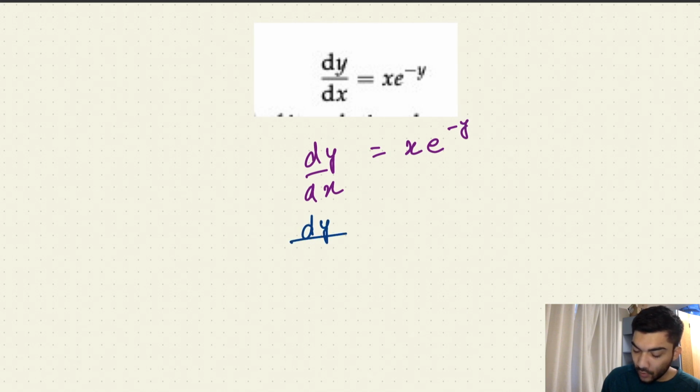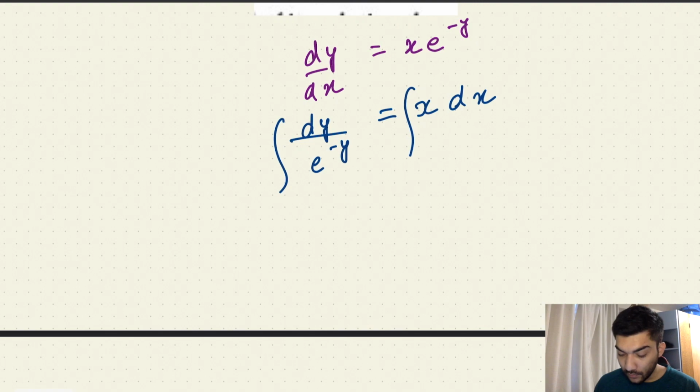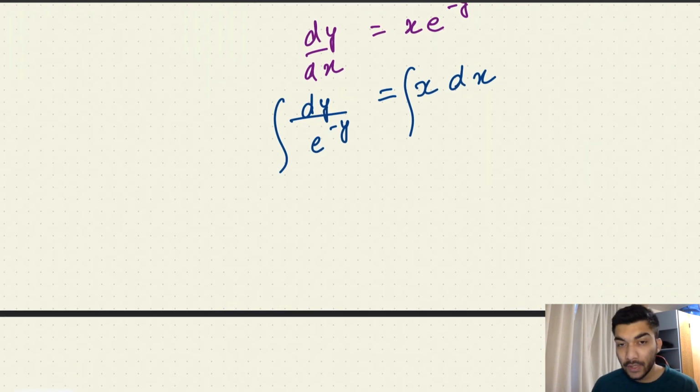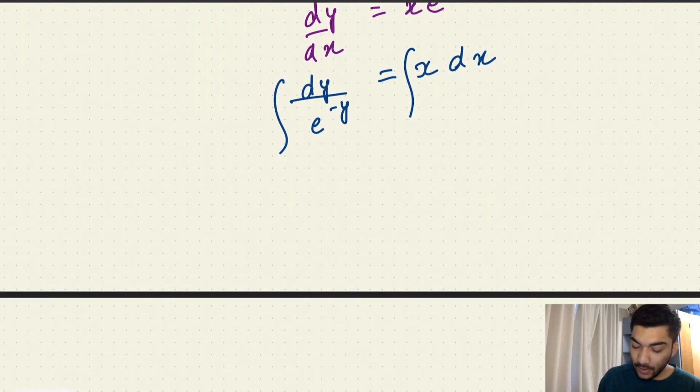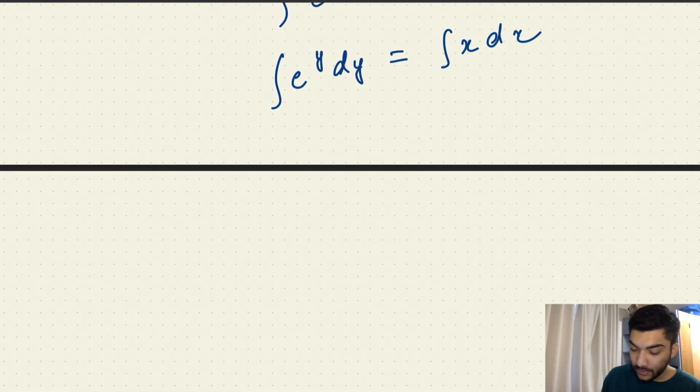So dy will have all the variables in terms of y, which is e to the power y, and we can shift this dx to the other side, so it would be x times dx in this case, right? And now we can integrate both sides, and once we integrate both sides, we'll get the solution to this differential equation, which is a separable differential equation. So the left hand side is basically calculating the integral of e to the power y dy, and the right hand side is the integral of x dx, and you already know the integral of both of these functions.